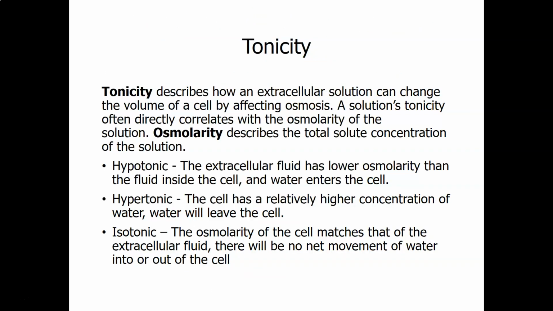So what's going on with osmosis is something called tonicity. Tonicity describes how an extracellular solution, in other words, a solution that surrounds the cell, can change the volume of a cell by affecting osmosis. So we either call that solution hypotonic, meaning its concentration is lower than inside the cell, hypertonic, meaning its concentration is higher than inside the cell, or isotonic, meaning the concentration matches inside the cell.